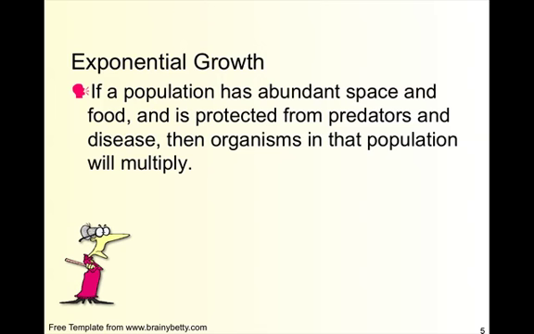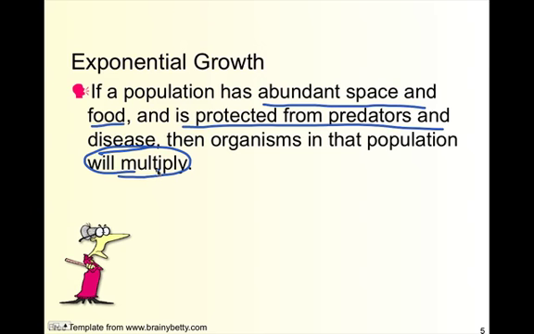There are two different types of growth rates that we're going to look at. The first one is called exponential growth, and you have worked with exponents in math class before, so this should be very familiar to you. If a population has, and this is one of the key things, abundant space, food, and is protected from predators and disease, the organisms in that population will multiply. So in an exponential growth pattern, that means that there are no predators present, there's no disease present, there's nothing that can affect the population. So the population just continues to grow and grow and grow.